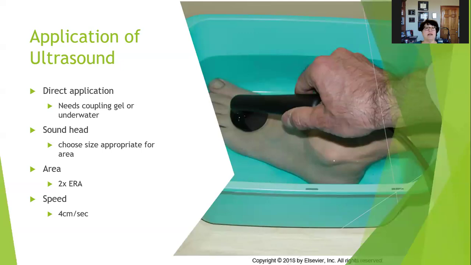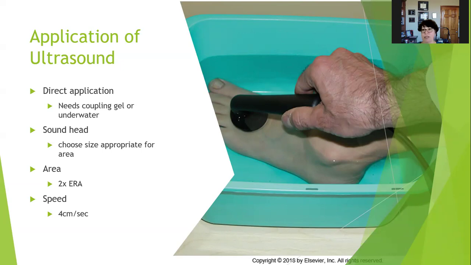So, for direct application of ultrasound, you need a coupling gel or underwater. The sound head, you want to choose the size appropriate for the area. So if you're doing a hand or a foot, use a small sound head, like a 1 centimeter sound head. If you're doing like a shoulder, maybe a 2 centimeter sound head.